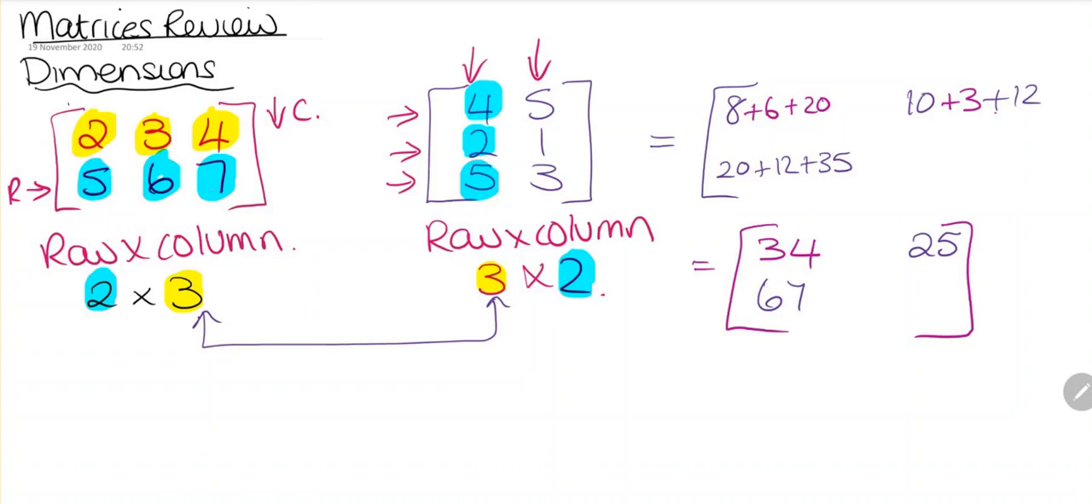So let's take these off again. And I'm going to change the colour. So let's go for green. So now 5 times 5. So 5 times 5 is 25. And 6 times 1 is 6. And 7 times 3 is 21. Now we need to add these together, so that's 46, 52. So we've got 34, 25, 67 and 52.